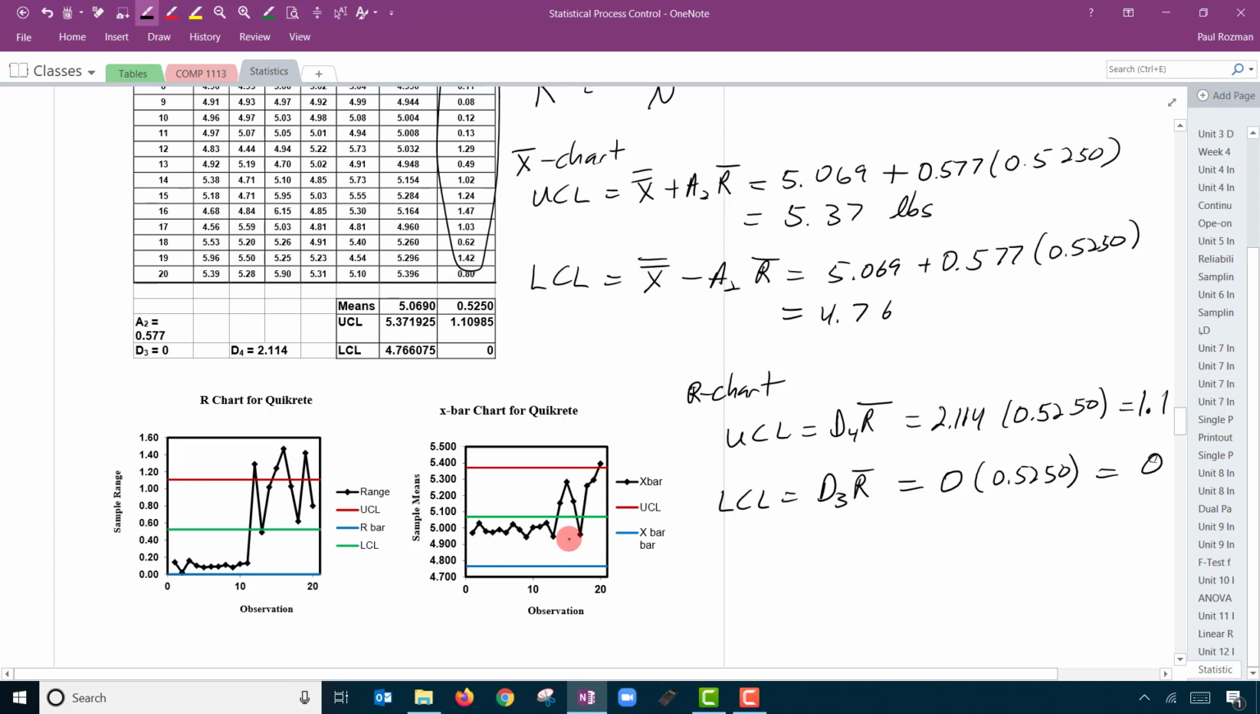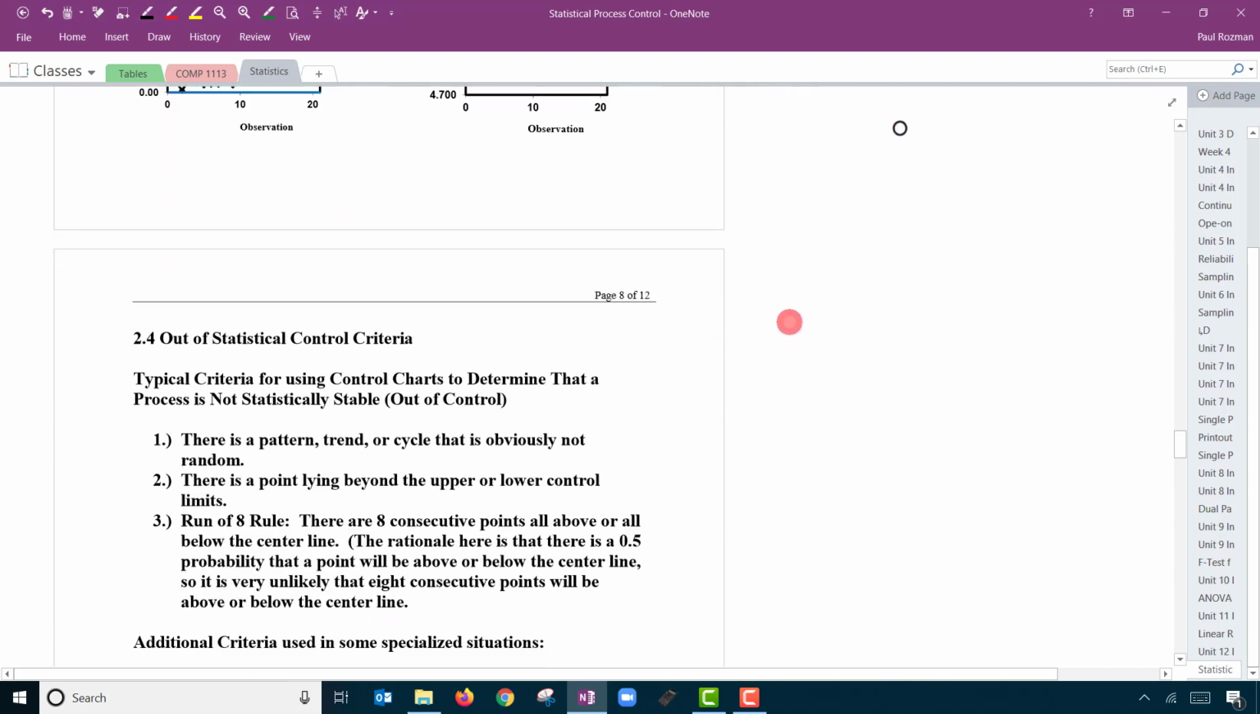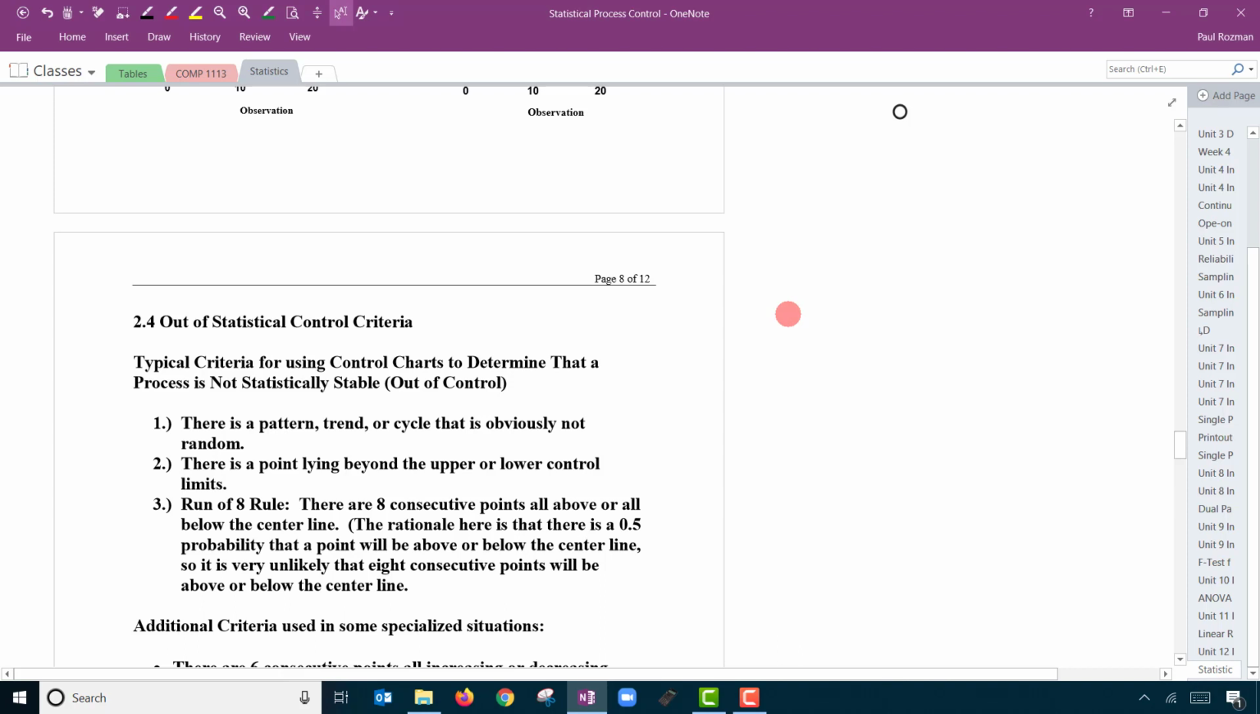I'm saying this, but I haven't given you any rules for how we really evaluate these things. And there are basically 3 simple rules that are typically used. Rule 1 is if you see a pattern, trend, cycle, whatever, if it's not random, something's fishy. So that's the big one.